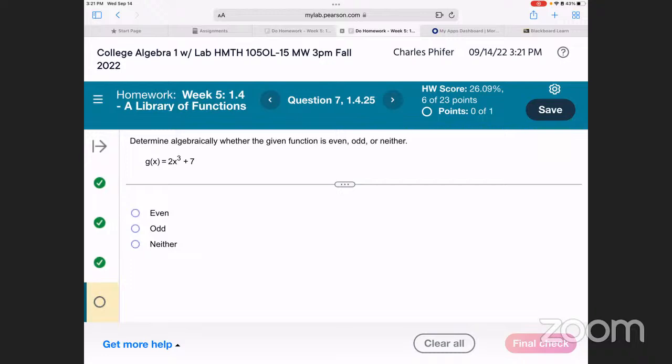I know those two sound very similar. The difference is very subtle, but this one is a direct application of the definition of what it means for a function to be even or odd, right? So let's start by getting a copy of this, and let's take some quick notes.